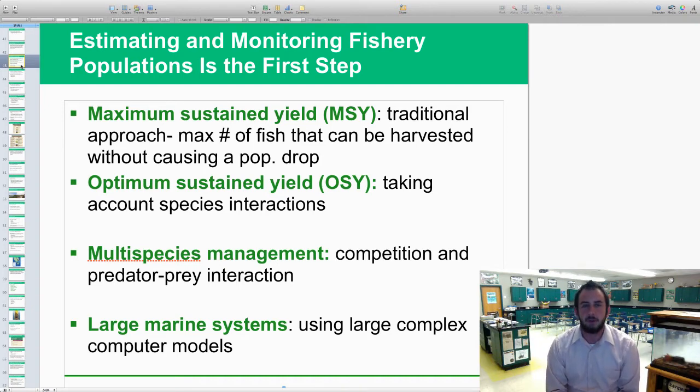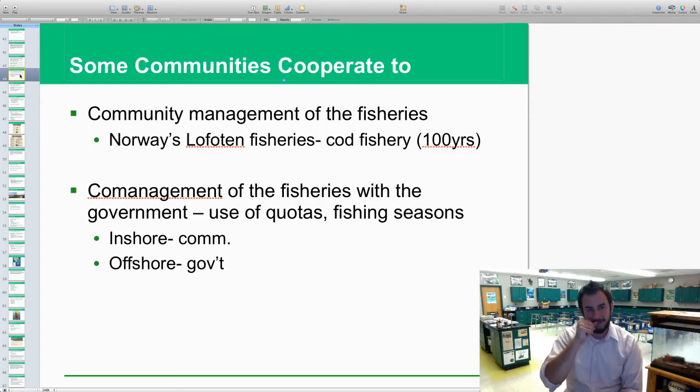You also have to look at large marine systems by using large, complex computer models to really determine how these things are done. How are these organisms interacting, while looking at their numbers at the same time? So that's your first step: estimating those fish populations.